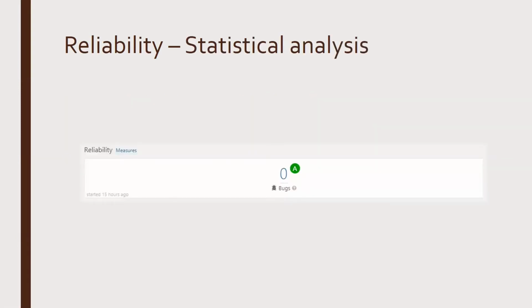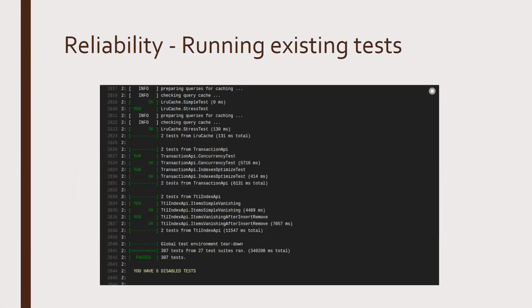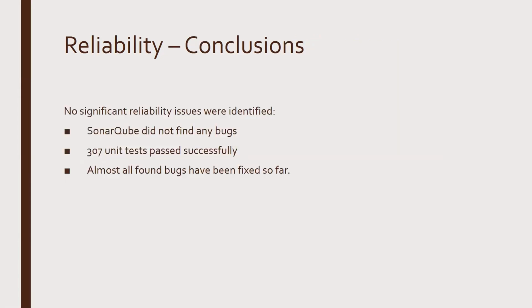How do we define reliability in terms of statistical analysis? We used SonarCloud analysis, and with its help, we can say that it has 0 bugs in reliability. Next slide, please. By running the existing tests of this product, we can say that it has 307 tests, the majority of which ran and some may be skipped. And you can also see here that we have 6 disabled tests. Next slide, please. As a conclusion, we can say that by our work with SonarCloud, we can't find any issues.